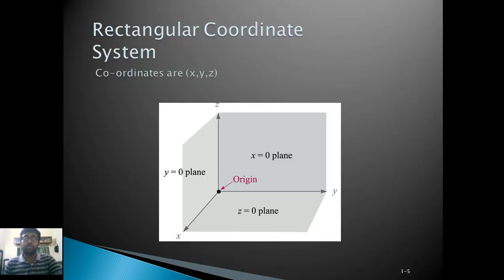Now this is the rectangular coordinate system where at the origin x, y, and z are equal to 0, and this is the pictorial depiction. Now let's go to the next slide.